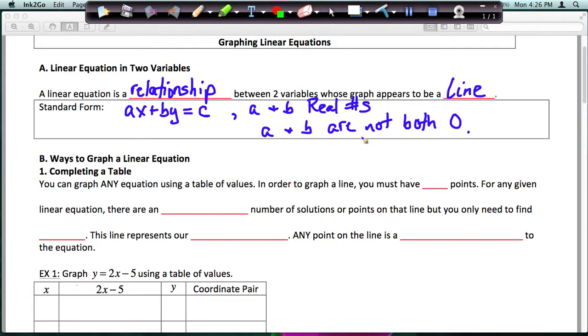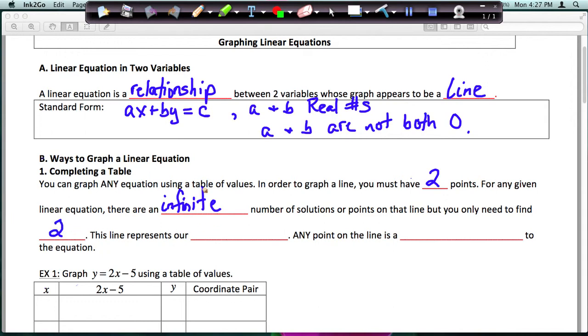In order to graph a line, you have to have at least 2 points. Any 2 points make a straight line. You can pick more if you want, but you only need 2 points to graph a straight line. For any given linear equation, there are an infinite number of solutions. So a line goes on forever in both directions. So you can find an infinite number of points that are solutions on that line, but you only need to find 2.